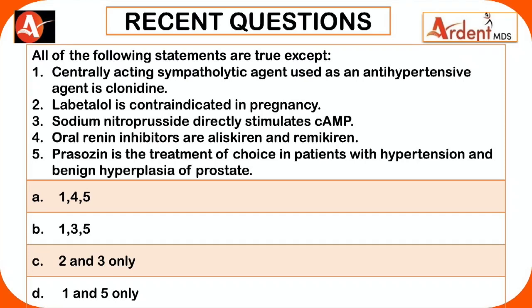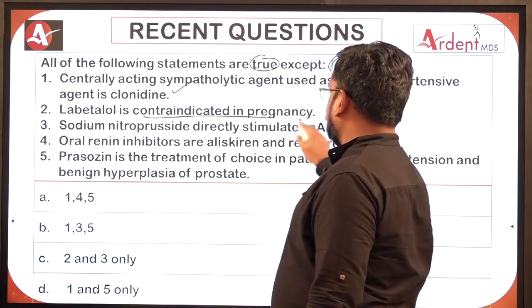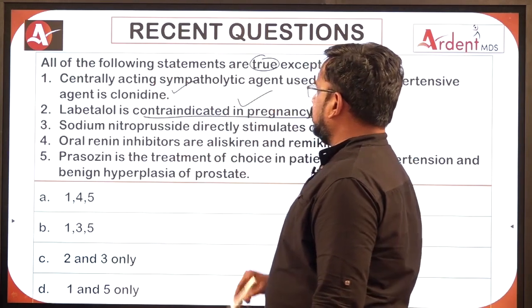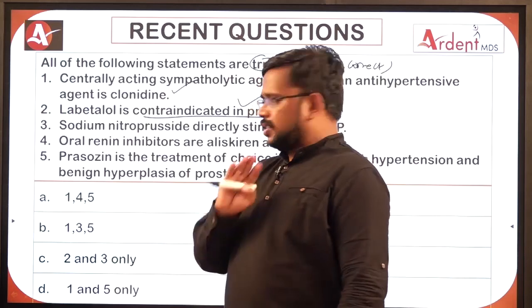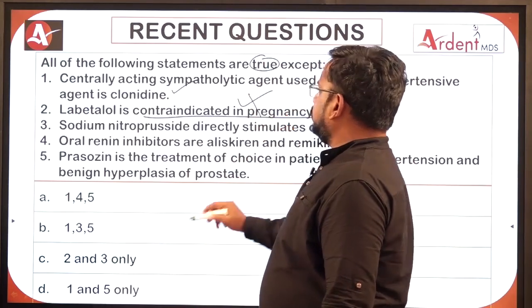The next question is: all the following statements are true except. They are asking which is the incorrect statement, right? The first is that a centrally acting sympatholytic agent is clonidine. Yes, it is right. Clonidine is a centrally acting sympatholytic agent, an alpha 2 agonist, which decreases the sympathetic activity. Labetalol is contraindicated in pregnancy. No, you can give labetalol to a pregnant patient. As such, there is no contraindication. So it is a wrong statement.